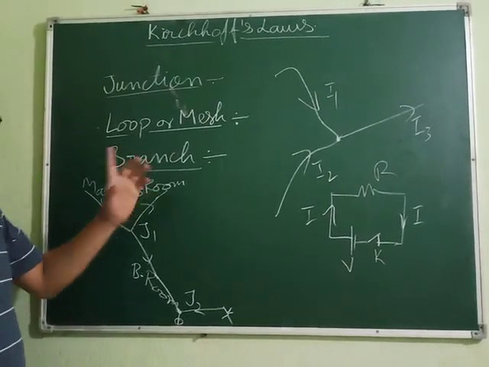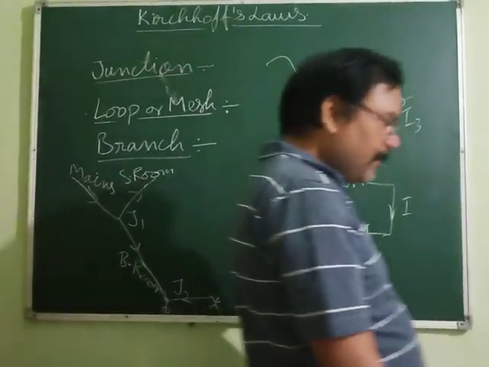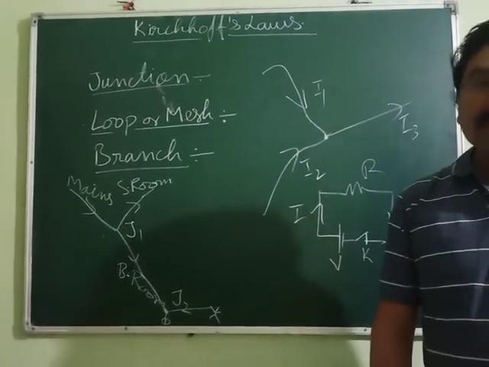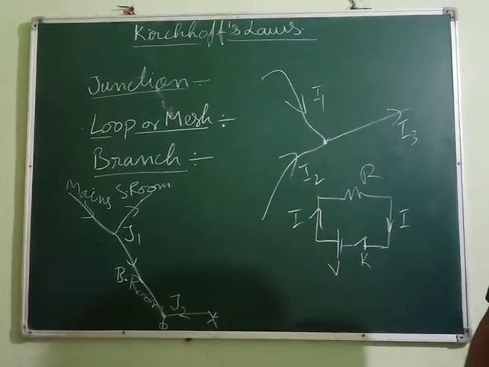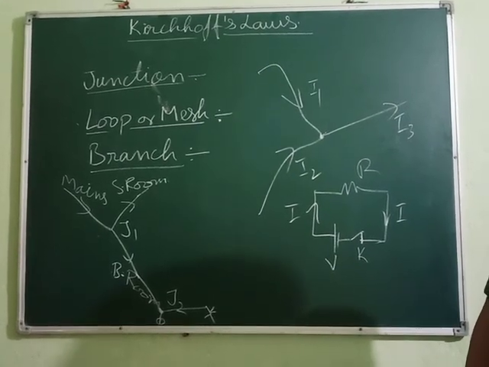So start writing the branch: the conductor between two junctions is called branch.